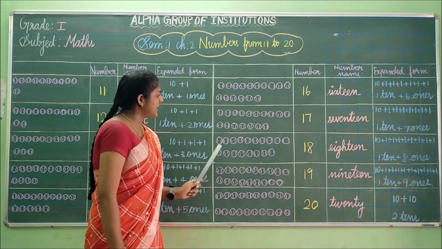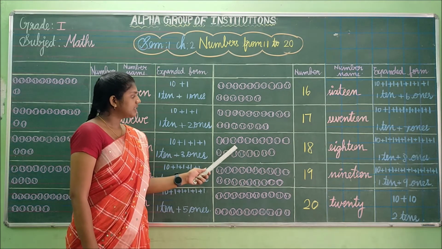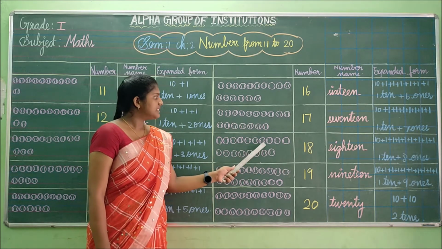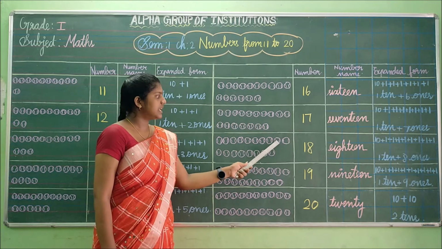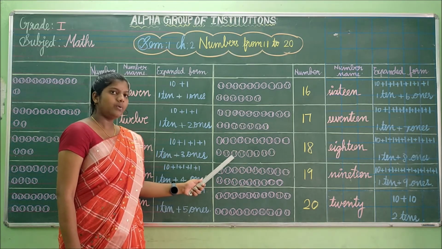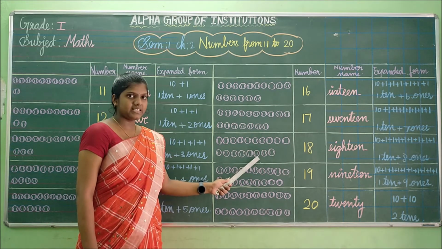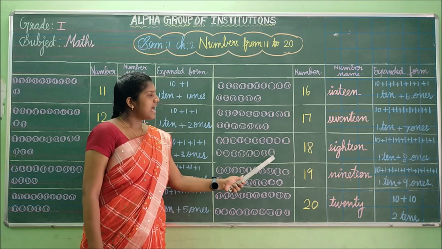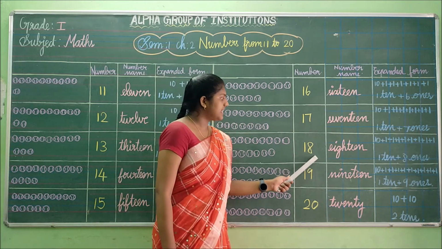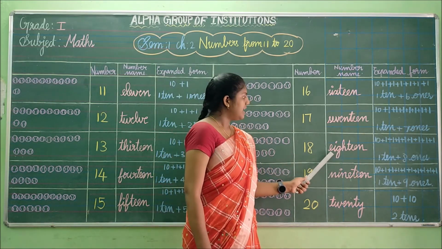Now shall we see next one? See here, count with me. 1, 2, 3, up to 17. After 17, what number will come? 18. So this is the number 18. Shall we see its number name? See here.